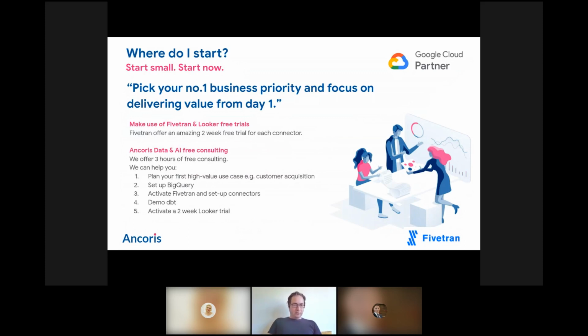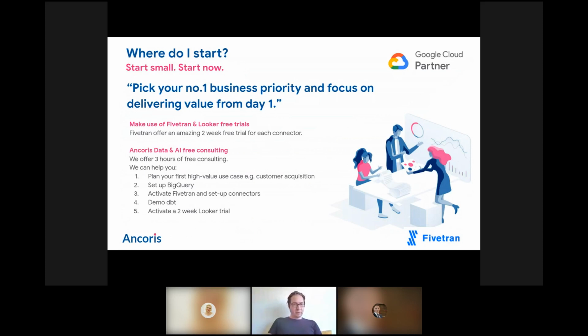And the great thing is there are some really good free trials. For example, Fivetran offer a phenomenal free trial for 2 weeks on each connector. So if you've got something like Magento, if you're that example client we used earlier, you could have a 2-week free trial to ingest data out of Magento. You get the full Fivetran product. We can help you set up BigQuery, and you can make use of that $300 free credit. So we could spin up BigQuery, and then you can ingest all your Magento data hourly or down to 5 minutes for free into BigQuery.